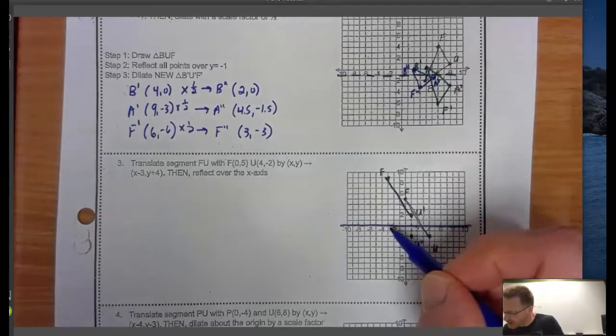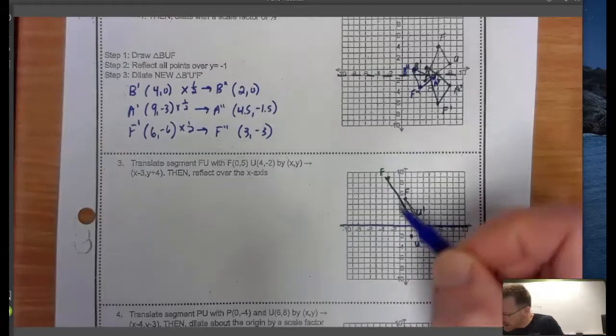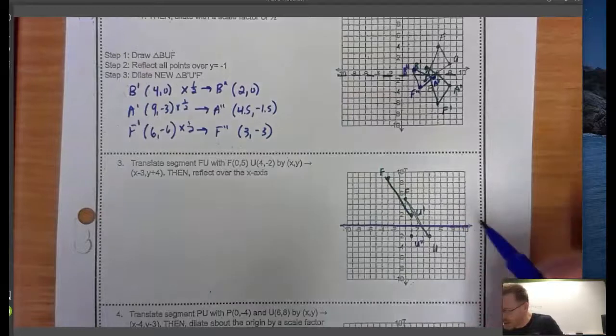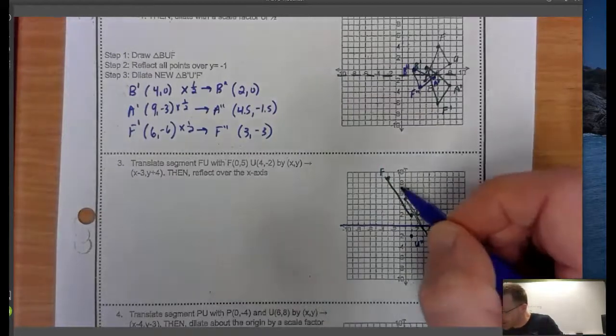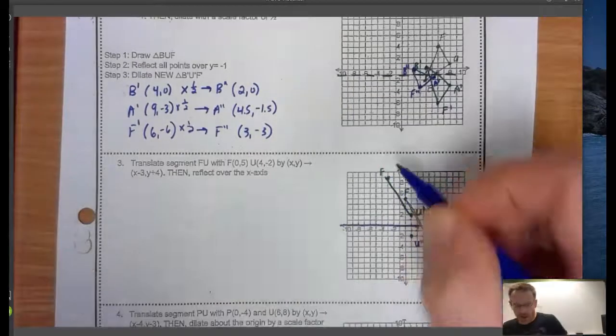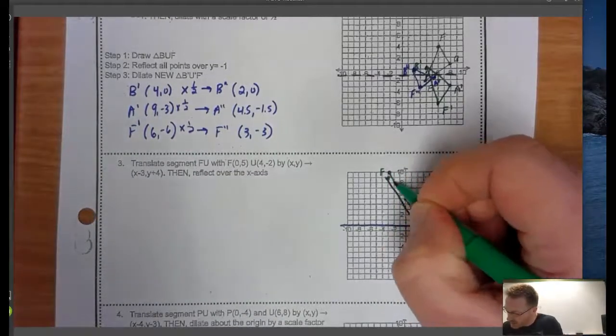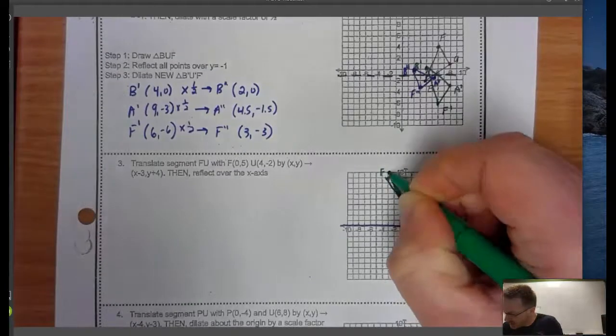Okay, and maybe I miscounted. I think I should have been up 1 more there, but we'll go from this point. I think I only moved it up 3 there instead of up 4 because I couldn't count on my grid here. So F should have been here. My bad. I'm going to draw that back in here. A little hard to count on this grid.